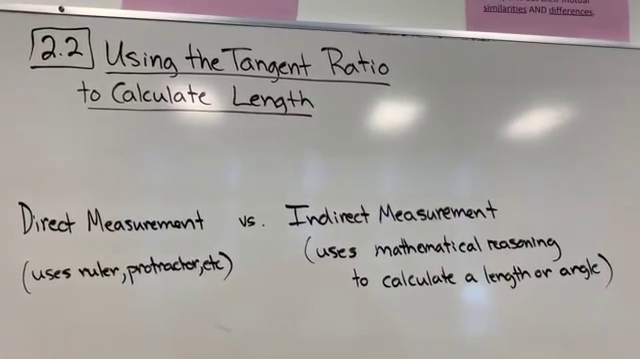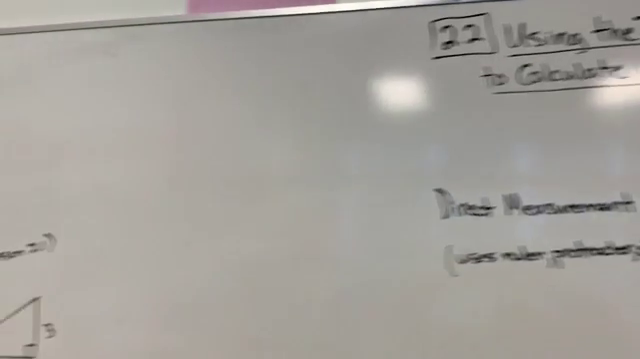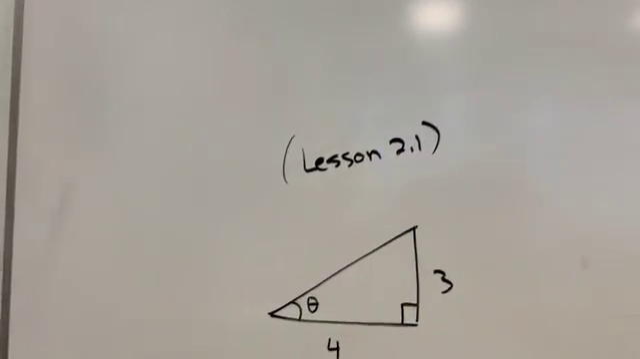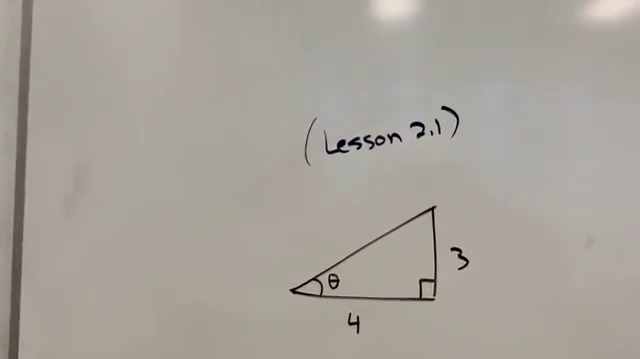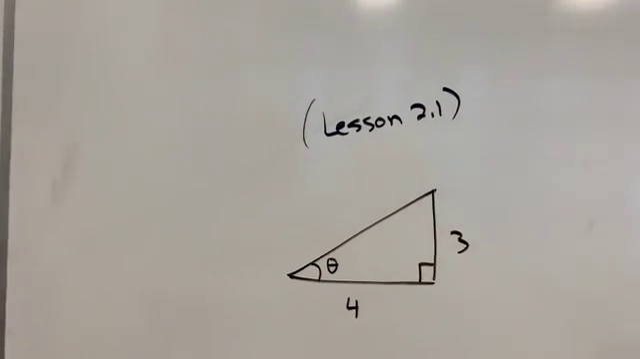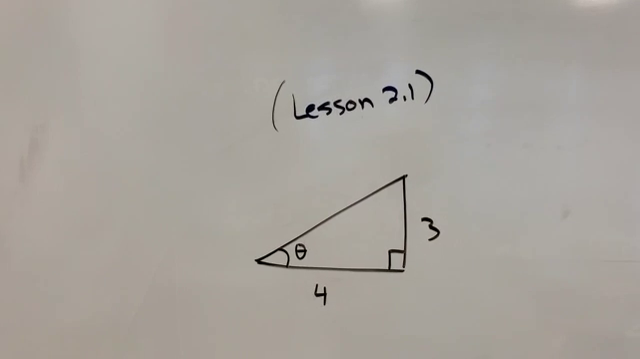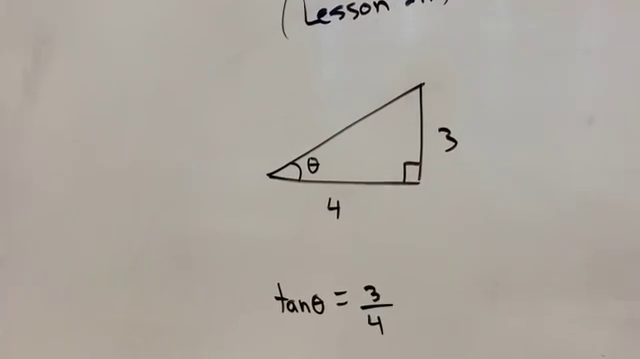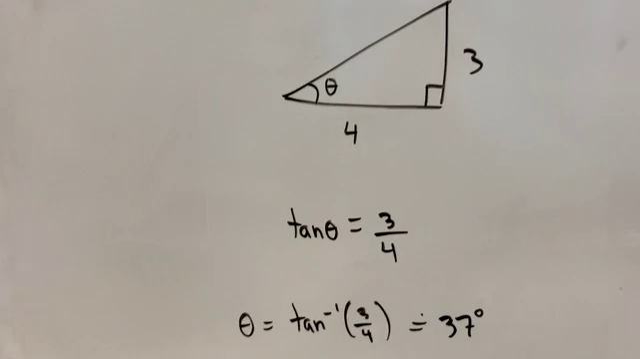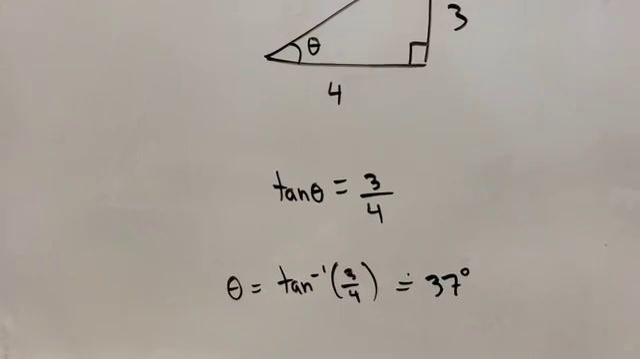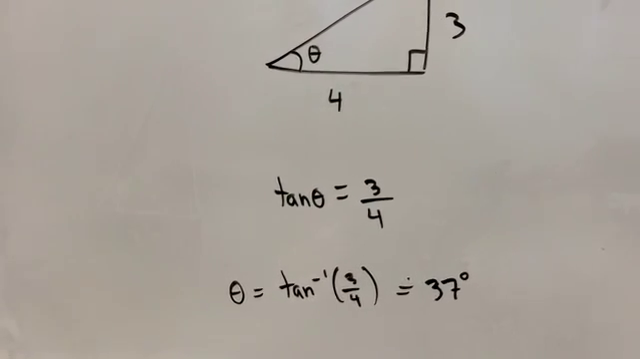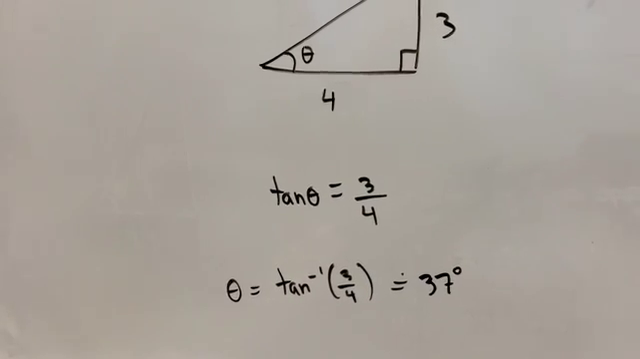In the last lesson, we used the tangent ratio in a question like this, where somebody said, what's the angle of elevation here for this theta? And so we said, well, tan of theta is 3/4. So inverse tan of 3/4 is equal to about 37 degrees. So we've used it to find angles before.